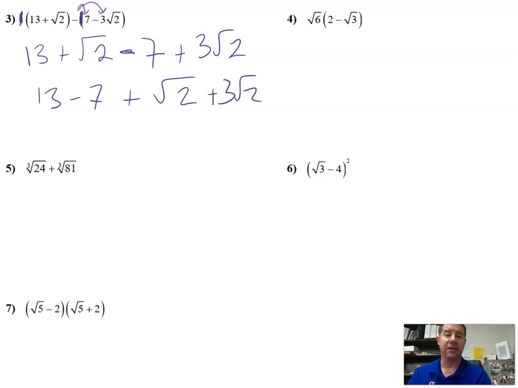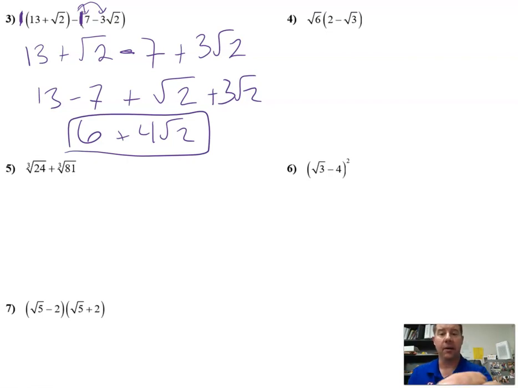And now we can actually combine our like terms. 13 minus 7 is 6. Root 2, 1 root 2 plus 3 root 2. Same kind of radical, same things on the inside. Add your coefficients for root 2. So I would add just like that. All right. Number 4 now.